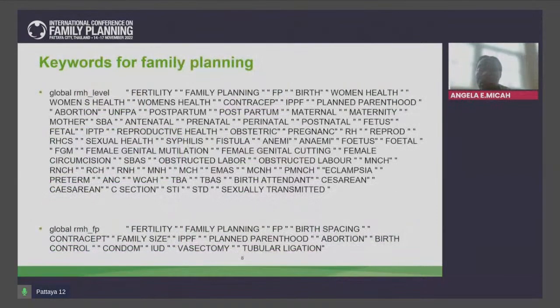I mentioned that we use a keyword function. This slide lists the actual keywords that we use to flag first the general projects that are related to the general area of reproductive and maternal health, under which we track family planning, and then the specific words that we use to track family planning per se.